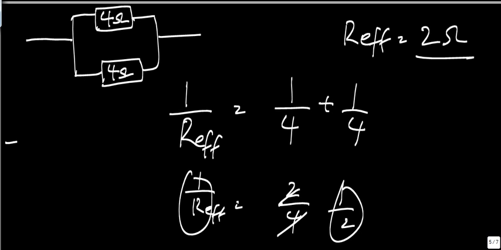But if it were a series circuit, 4 and 4, it will add up, right? It will be 8. That's why in a parallel circuit, the current flowing is more.